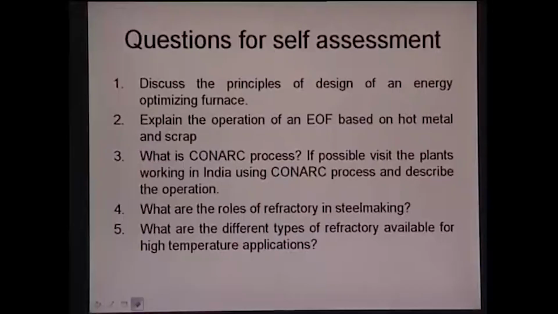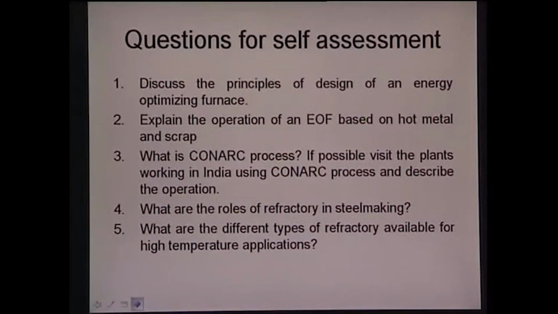Regarding the 5-6 lectures that I have given to you, here are the questions for self assessment. Number 1, discuss the principles of design of an energy optimizing furnace. I have said an energy optimizing furnace is 3 independent interconnected reactors, and I have also discussed the various design features of each independent reactor. You can read and make the answer.